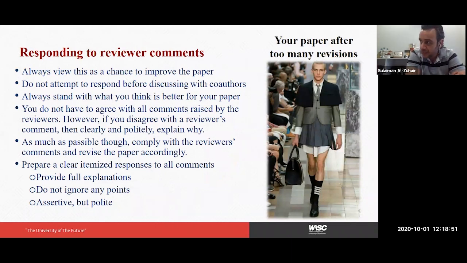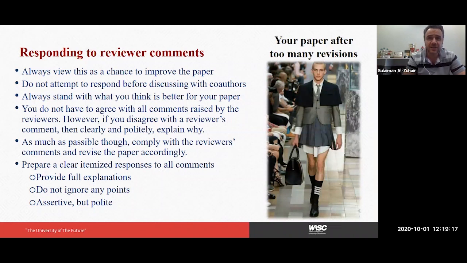What I mean here is that you need to comply as much as possible with the reviewer's comments, but not at the expense of the quality of your paper. So you should not accept to lower the quality of your paper to satisfy the reviewer's demands, but as much as possible, comply with what they want. Always view this chance as a way to improve your paper. Don't look at it negatively.